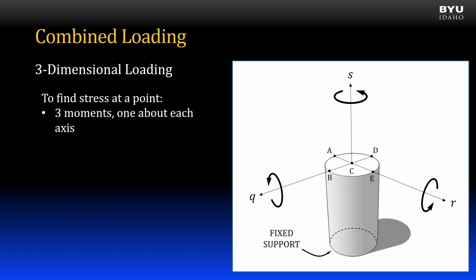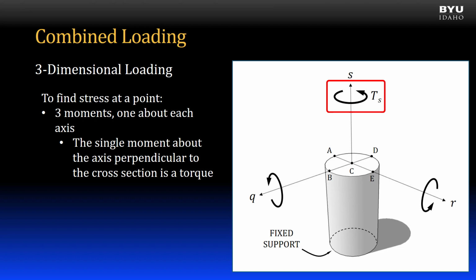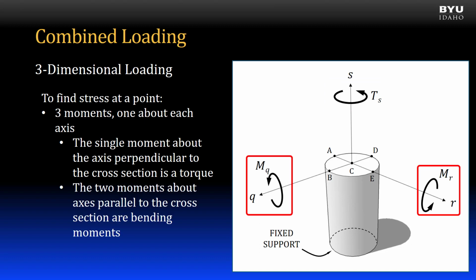Now let's look at just the moments. The moment acting about the axis perpendicular to the cross-section is a torque. The 2 moments acting about the axes parallel to the plane of the cross-section are bending moments. The directions for the moments are generally defined as positive or negative using the right-hand rule, with the thumb oriented in the positive direction of the axis.